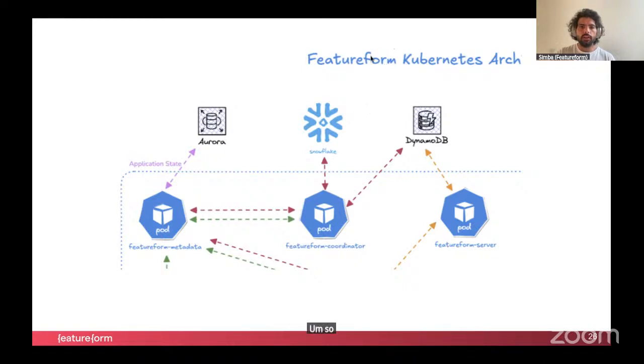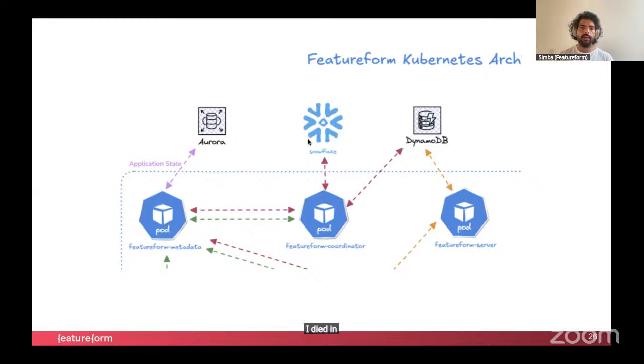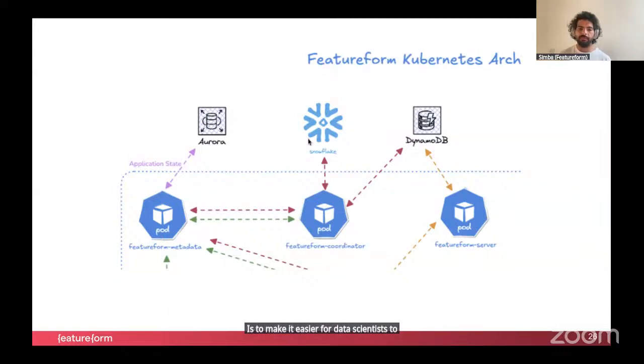So why I'm showing this is to show that there's actually a lot more complexity than just giving a data scientist access to EMR and Dynamo and calling it a day. What tends to happen there is just, like I said, that chasm between the notebook with pandas in it and the actual production setting using Snowflake or Spark or Dynamo is too high. So part of the goal of Featureform and similar things is to make it easier for data scientists to just get these features into production quickly.